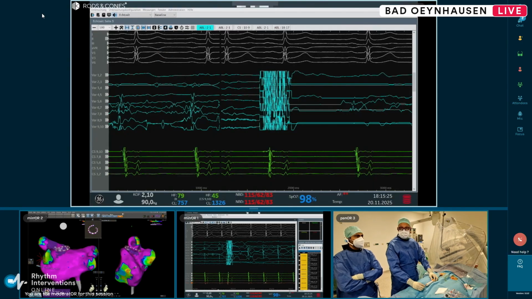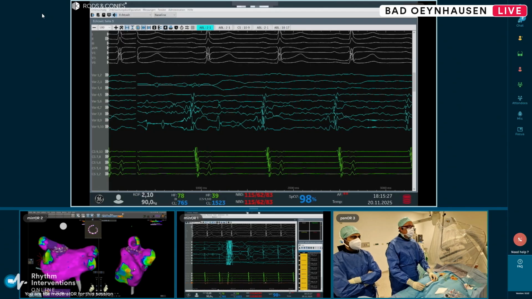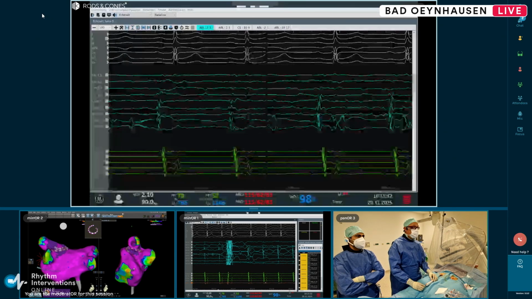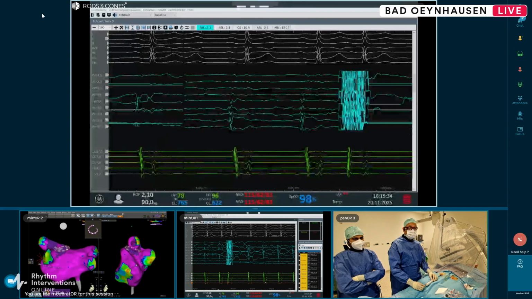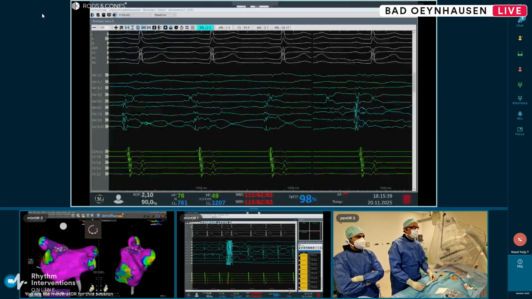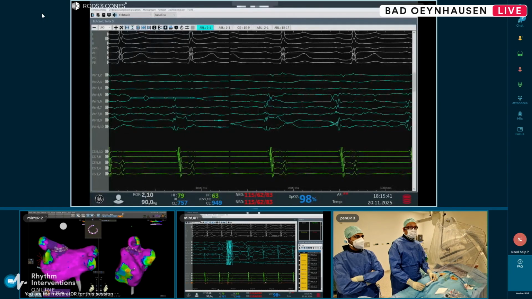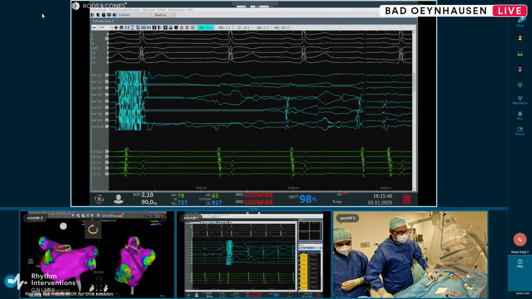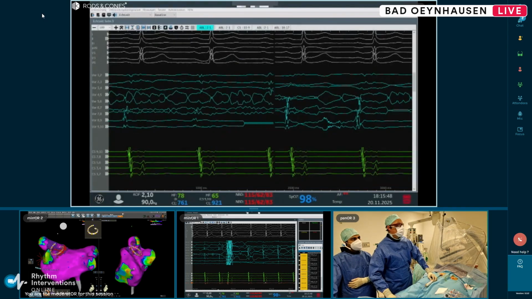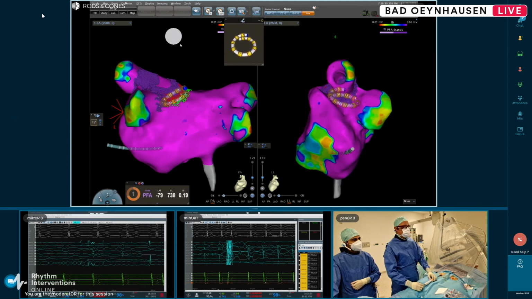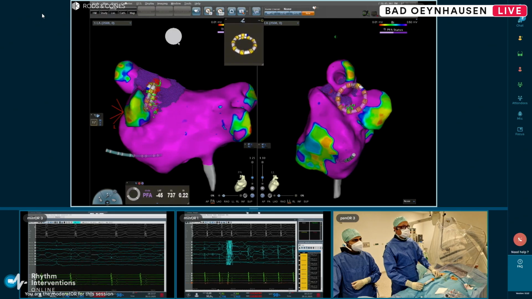We always stick to the standard. If we do see some gap formation during repeat mapping, then we give additional lesions. We can discuss that later on. I think you all have your impressions with that. But so far we have 4 applications. When we go back to the very first signal, you see that the signal disappeared, and we will now use the steerable sheath to go into the inferior vein and continue the ablation sequence right there.